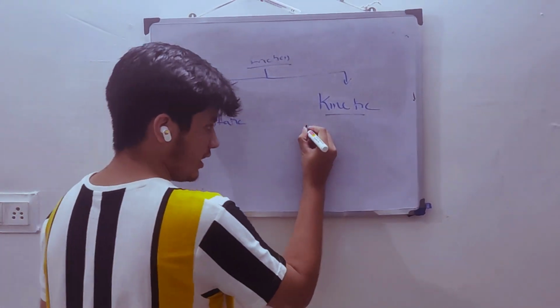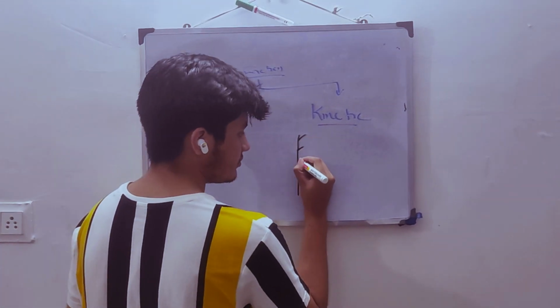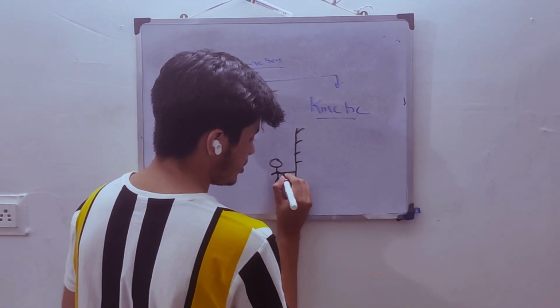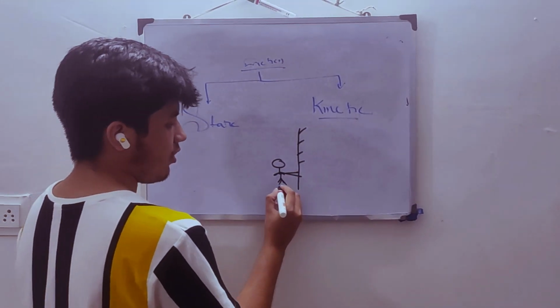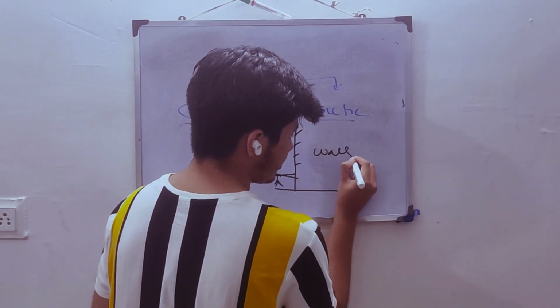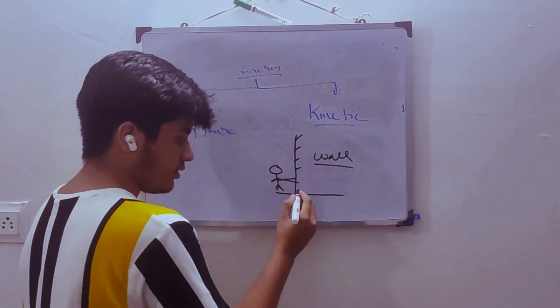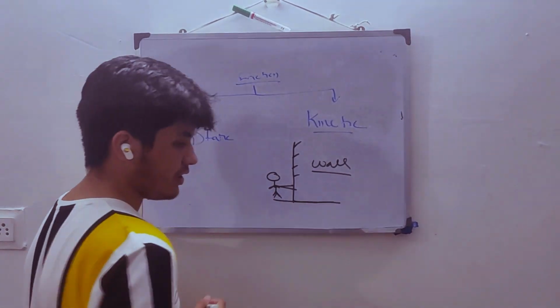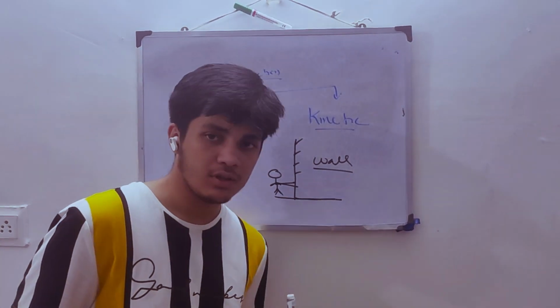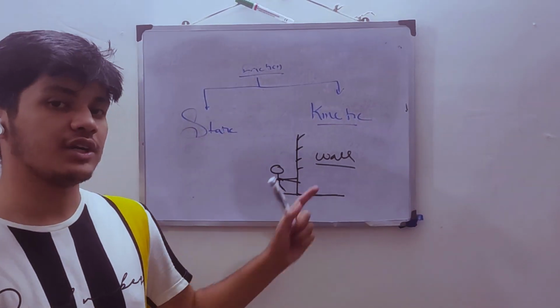Suppose I can give an example: this is a ball and this is a boy pushing this ball. The boy is pushing the ball and the ball is not moving. Due to the static friction, the ball is not moving, because the frictional force is acting on the ground surface of the ball. So this is a clear example of static friction.